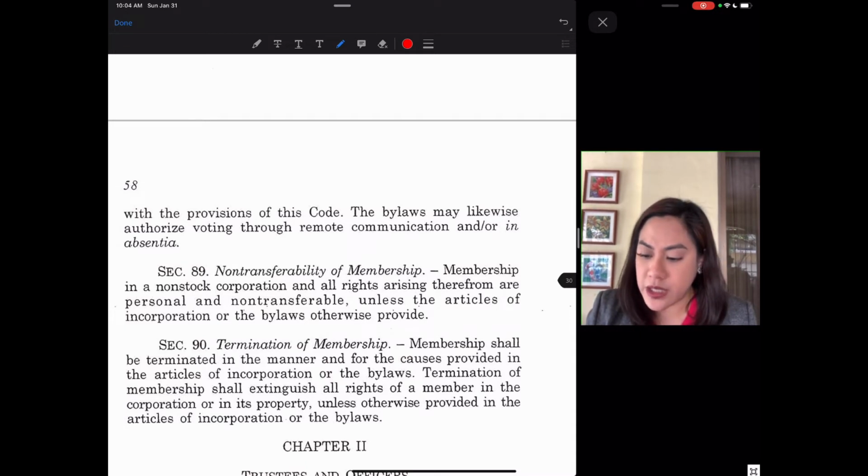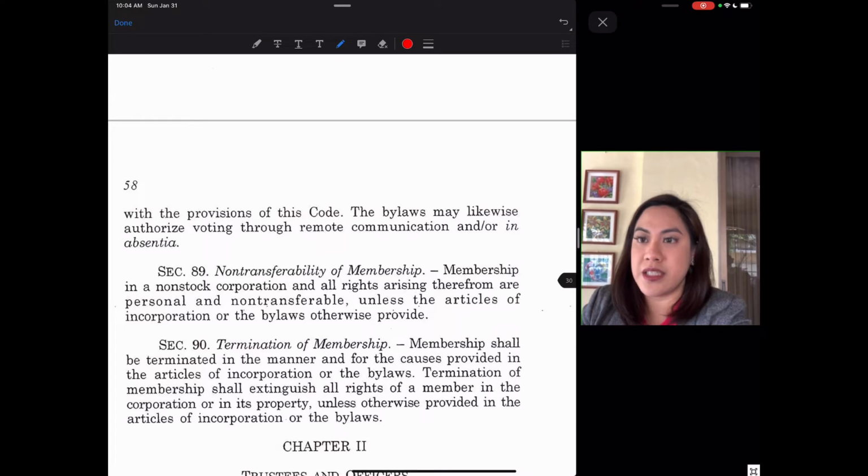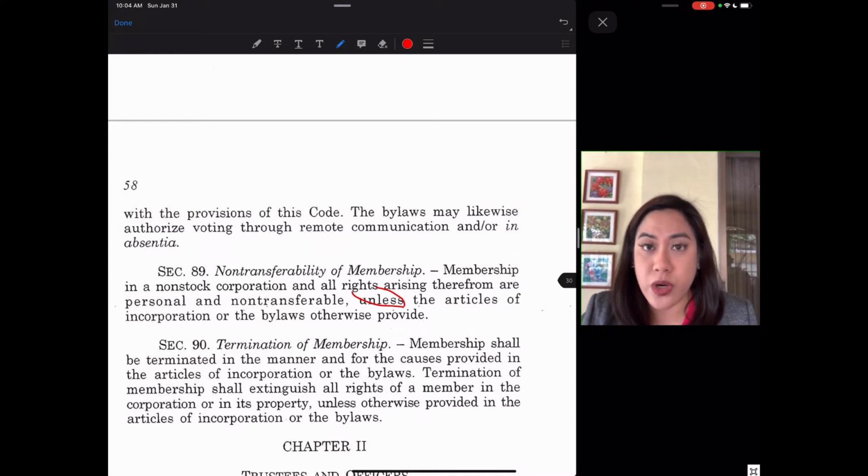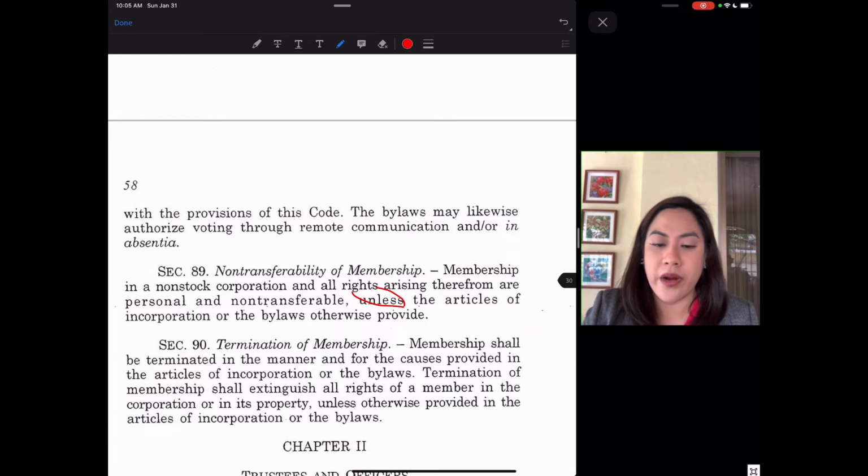Section 89, non-transferability of membership. Memberships are personal and non-transferable, but that is just a general rule. It can be allowed if, again, it's stated in the articles or in the bylaws. So why is it generally non-transferable? Because there are personal elements in non-stock corporations that require a qualification by social or other ties. So usually most non-stock corporations are for memberships, clubs, ganyan. So normally they would want some sort of, sabihin natin, exclusivity.